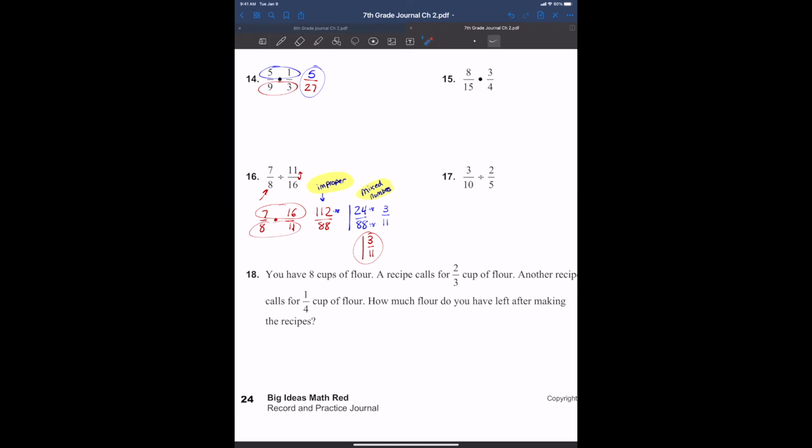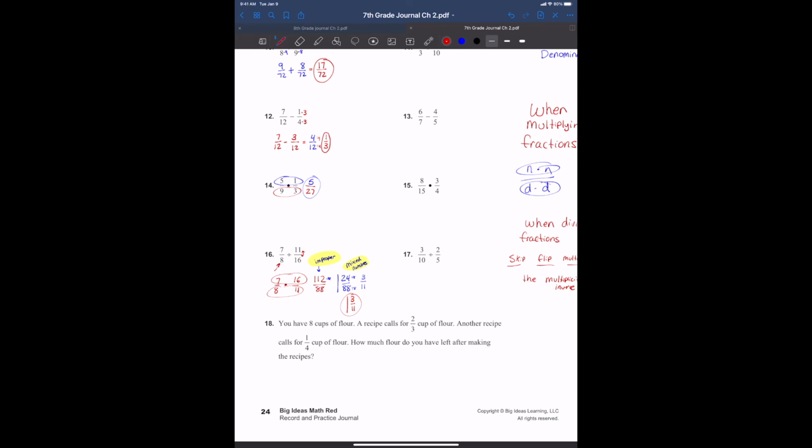18. Ready, chickens? You have 8 cups of flour. The recipe calls for 2/3 cups of flour. Another recipe calls for a 4th cup of flour. How much flour do you have left after making the recipes? So I guess what you did is you made this recipe and you made this recipe, but now how much do you have left?